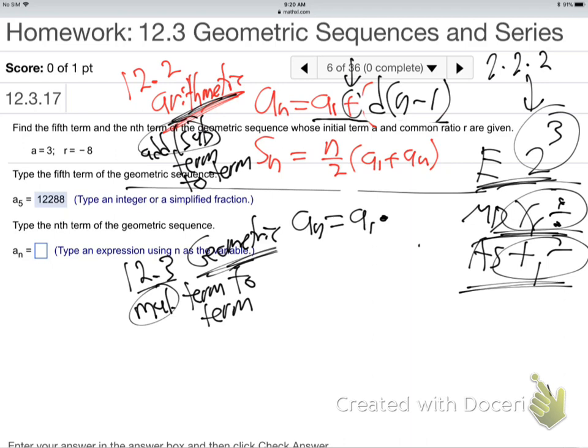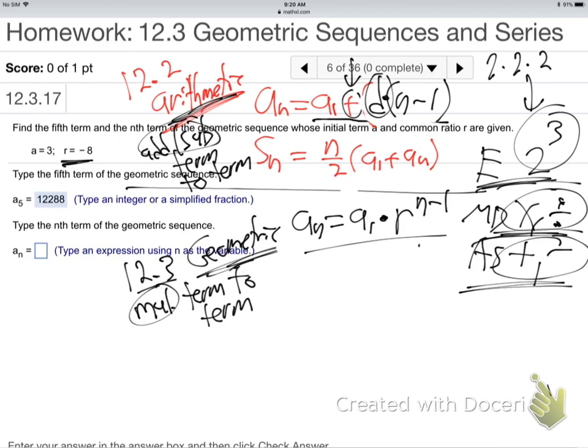Instead of d, who plays the role of d in the geometric world? R. R is kind of like the d. And instead of times n minus 1, like in the arithmetic, what's the higher level of times? Power n minus 1. There it is. Anyway, you can just write it down. Well, you don't even need to write it. It'll be on the top of the test for you. But there you go. That's why it's the case.